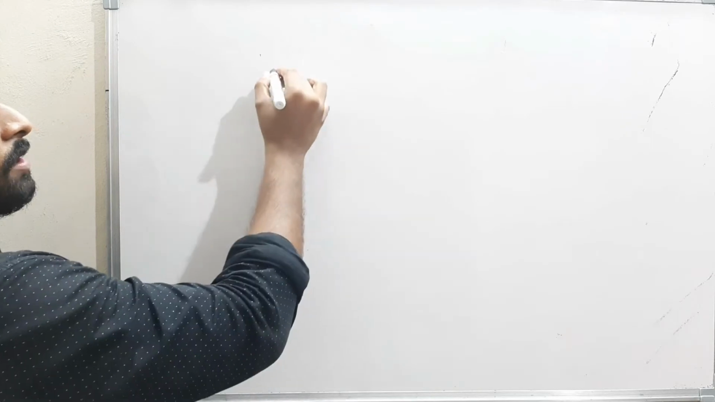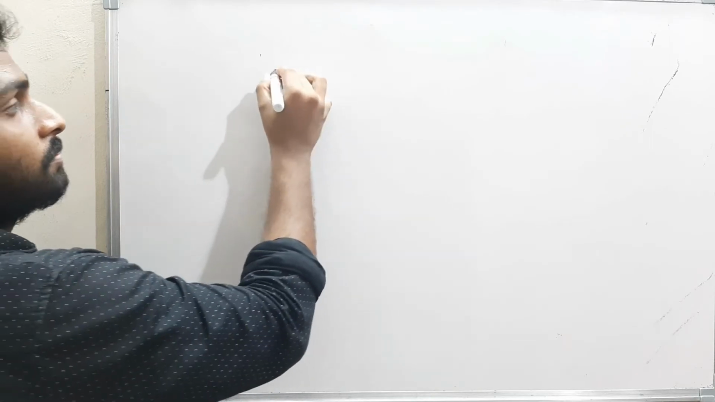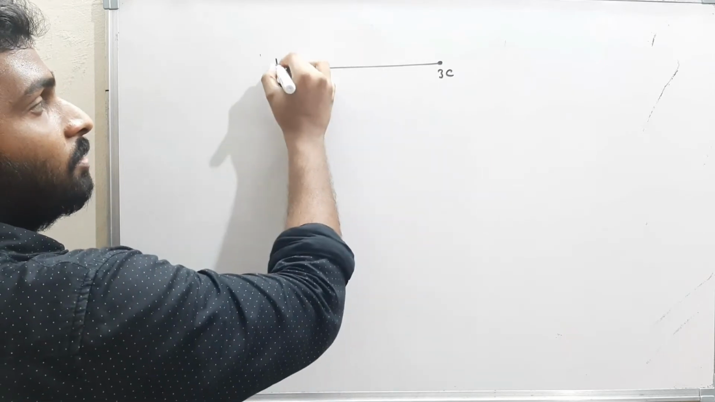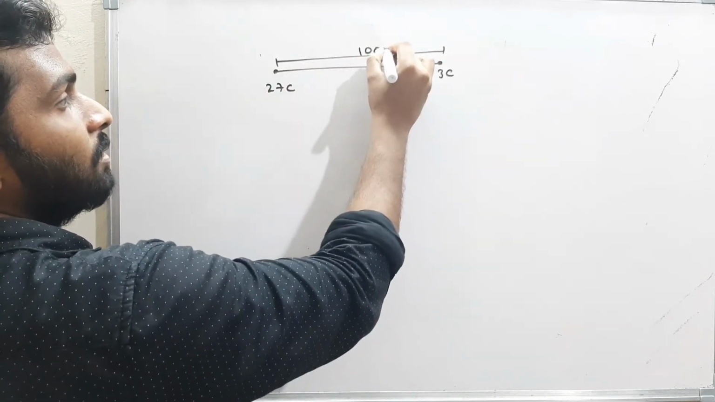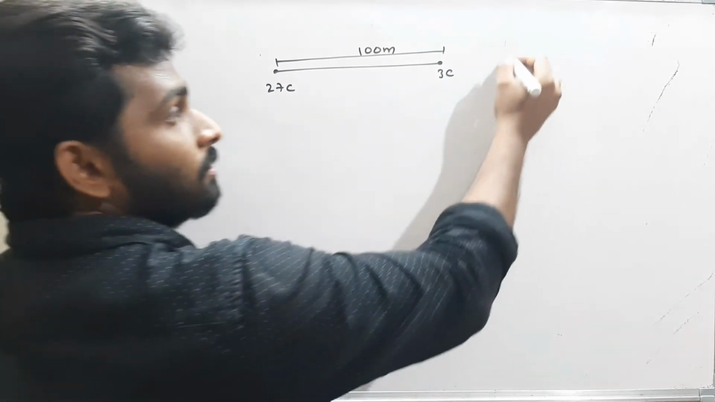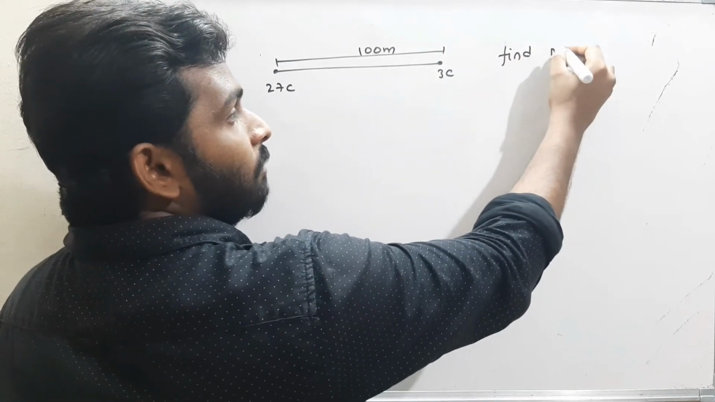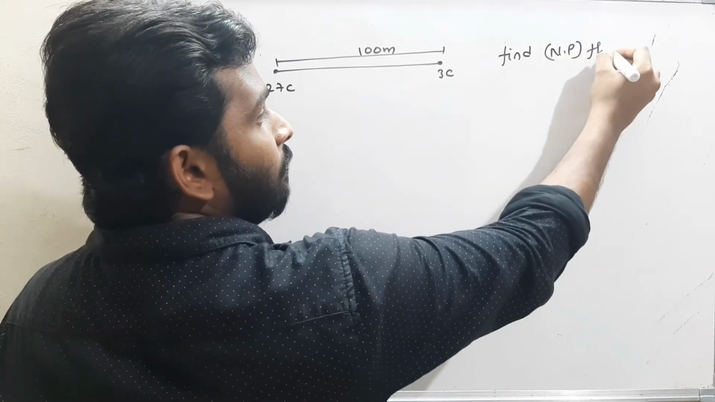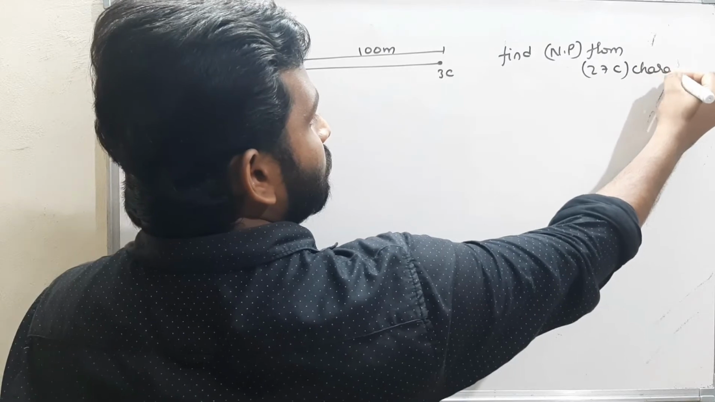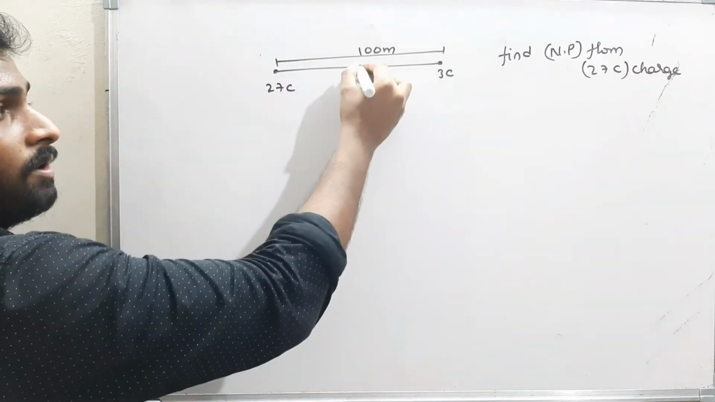Okay, now see here. 27 coulombs and one more is 3 coulombs charge. And they told to find the distance between them is some 100 meters. Now they told to find the null point from 27 coulombs charge. That means I am measuring the null point somewhere here.